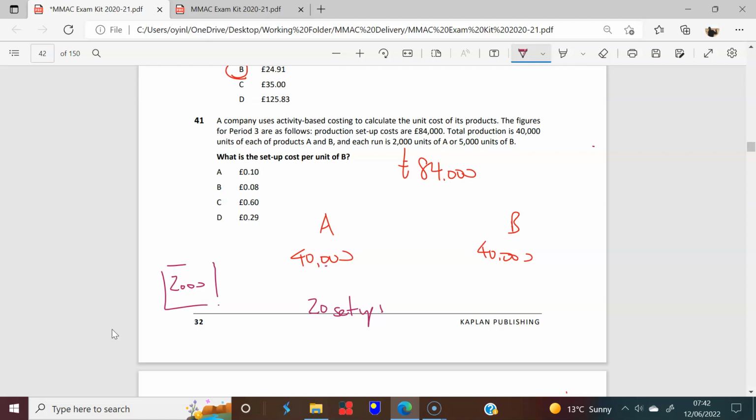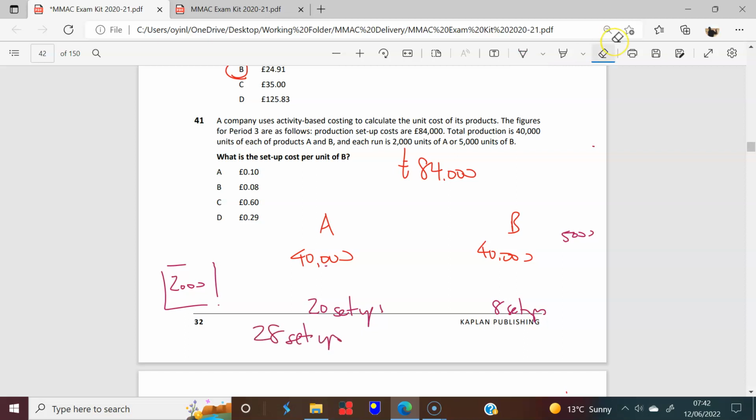Each time you make B, you make 5,000 at a go. So that means that to get to this 40,000, you must have had 40,000 divided by 5,000. You must have had 8 setups. Yes, so that looks correct. So that means that you had a total of 28 setups.